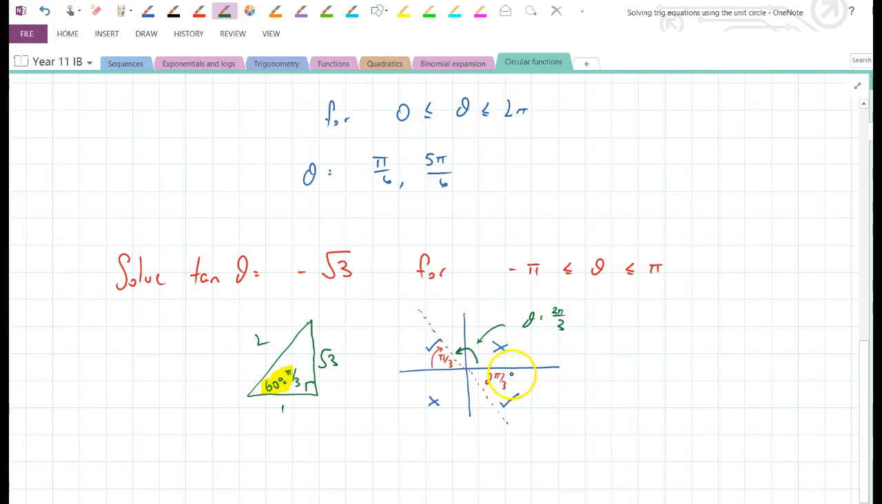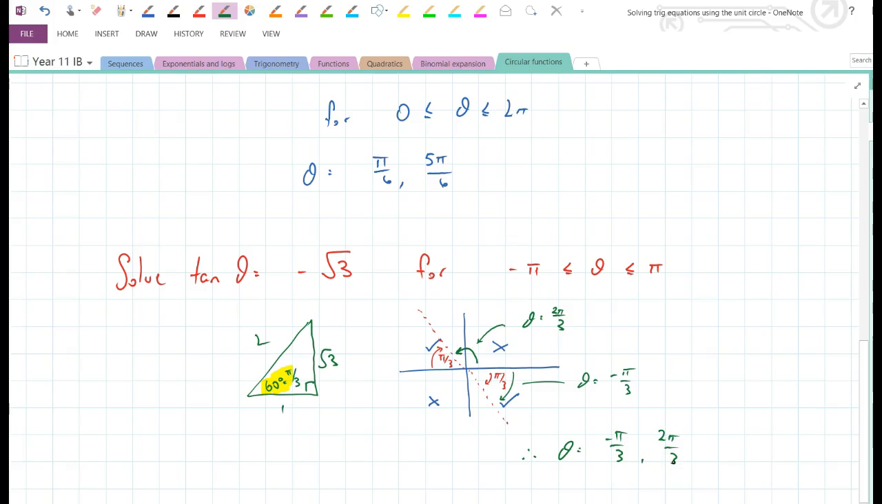What about this angle here? That's as far as we're going to go, because our next wraparound we're going to be outside this domain. So that's in a positive direction, that's all we can manage. In this direction here, you should be able to see that's just minus pi over 3. So our two solutions are theta equals minus pi over 3, 2 pi over 3.